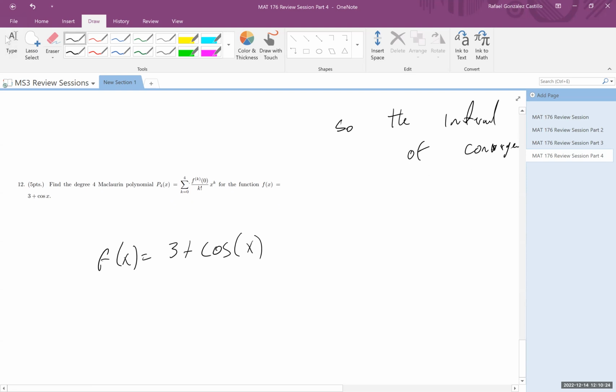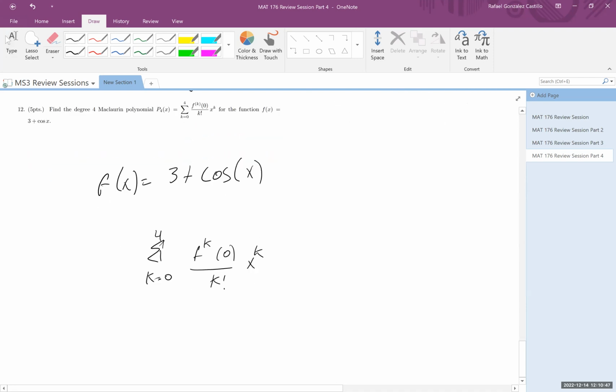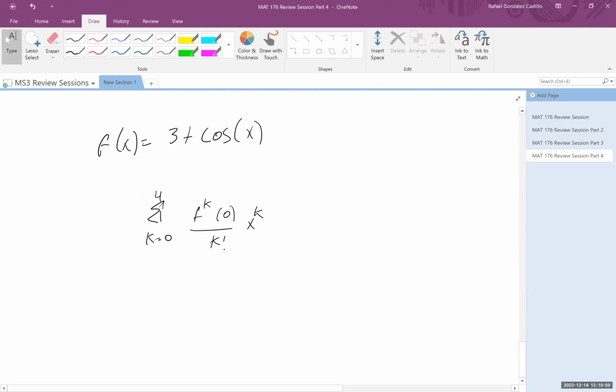Now, we are told how to find the Maclaurin polynomial because we're given the equation here. That is the series k equals 0 to 4 of f to the k of 0 over k factorial times x to the k. So we're given this information and we have to use it. The first thing we will do is find the coefficient for x to the 0. So step number 1 is to find the coefficient for x to the 0.